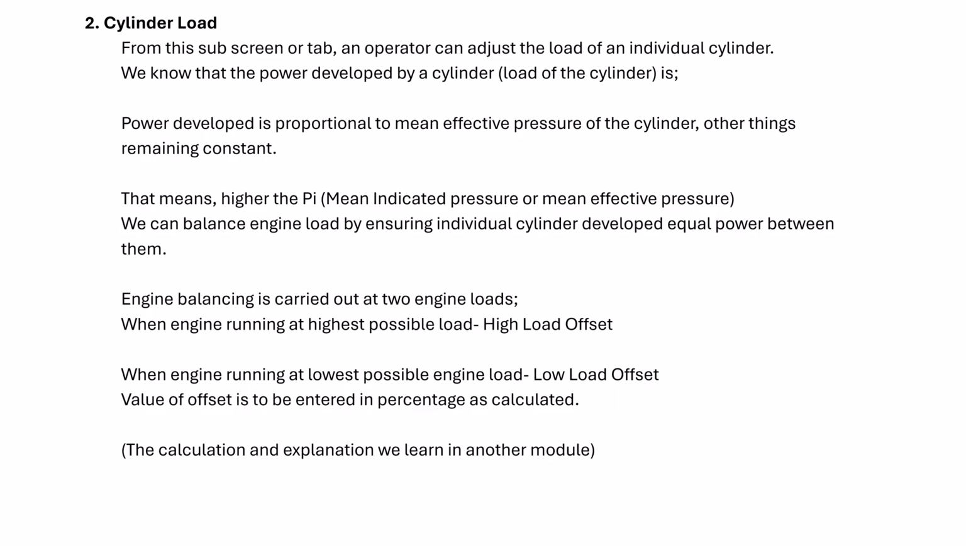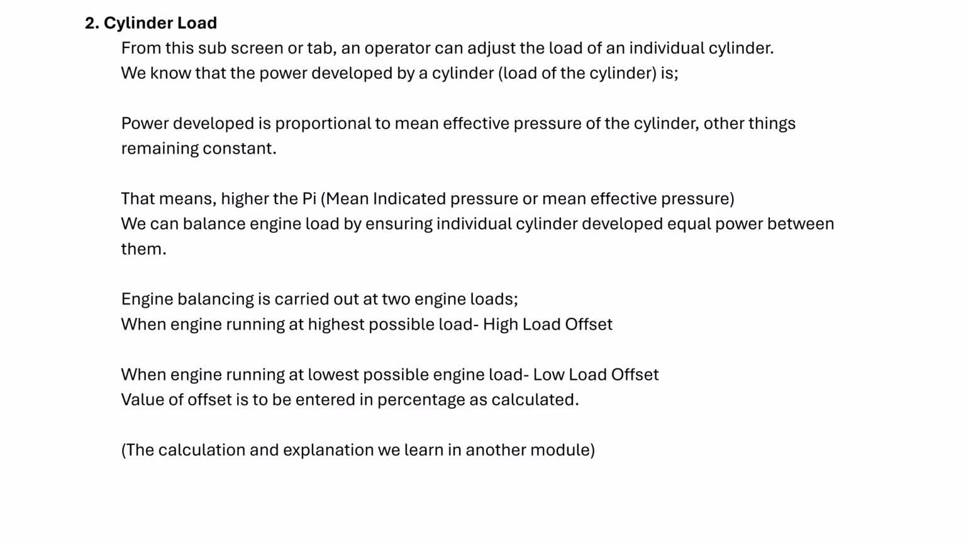Other things are constant. Mean effective pressure is the one which is varying, and that will determine how much power is delivered by the cylinder. That means higher the mean indicator pressure or mean effective pressure, higher the load. We can balance engine load by ensuring individual cylinders develop equal power between them. For some reason, some may be developing more power, some less power. So engine balancing is carried out at two engine loads: when the engine is running at highest possible load, and when it is running at lowest possible load.